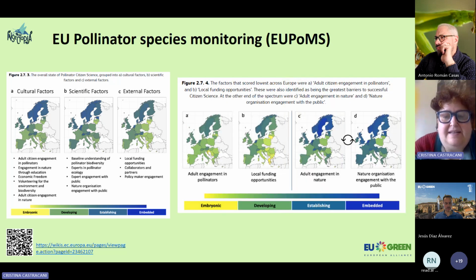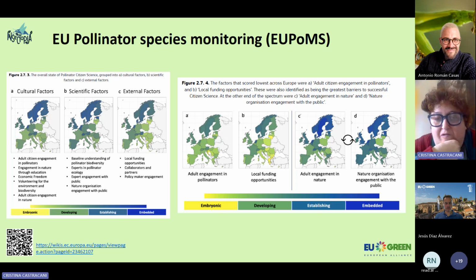And in this analysis, they said that the greatest barriers to the success of citizen science on pollinators are connected with adult engagement in pollinators and local funding opportunities. So these are the most important barriers, and also the most important topics where we can work. For example, we have a lot of citizen science projects to study pollinators that tend to engage schools or young people, but fewer projects that tend to involve adults. Then the problem of local funding is something that we can also think about.